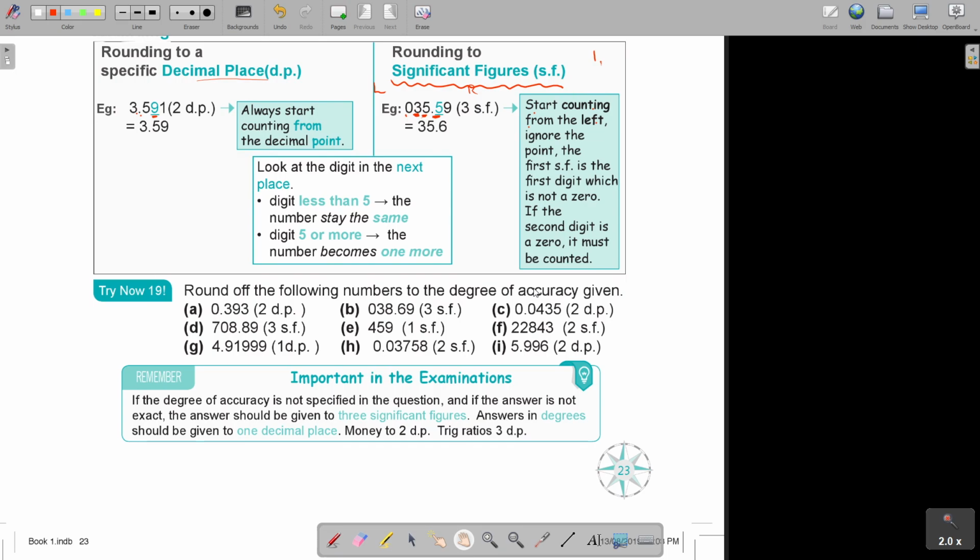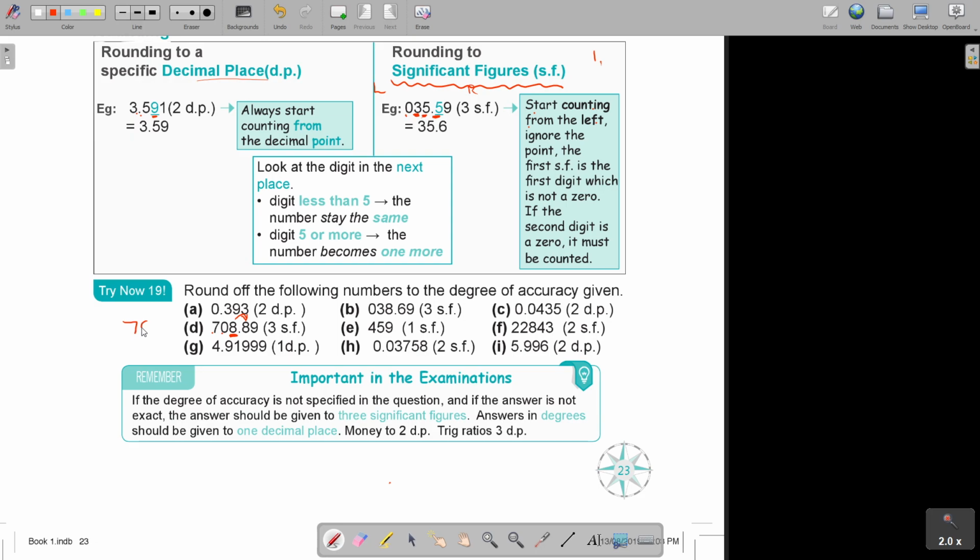Because this is so important, I'm just going to quickly go through the significant figures in this try now. So if they say 3 significant figures, let me count. This is 1. This is 2. This is 3. I look at this one. This is 8, so this will become a 9.